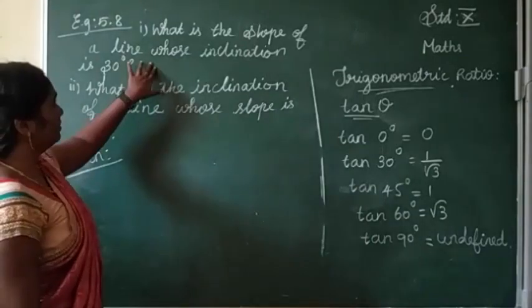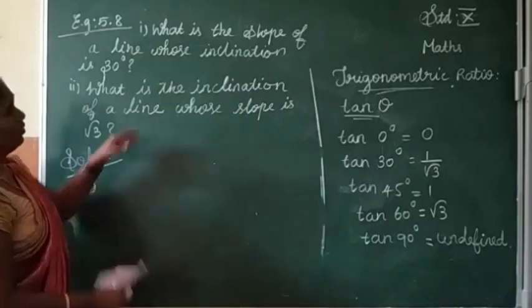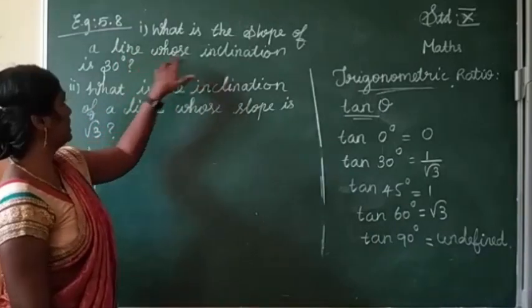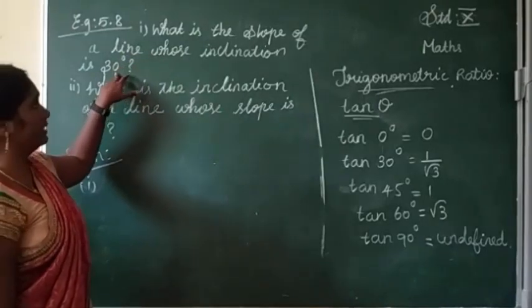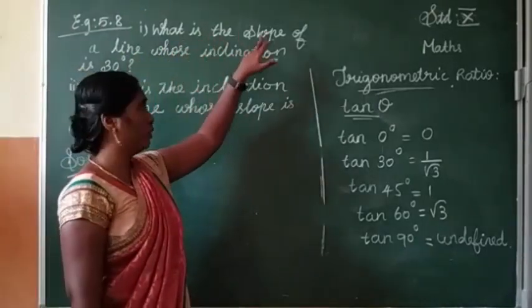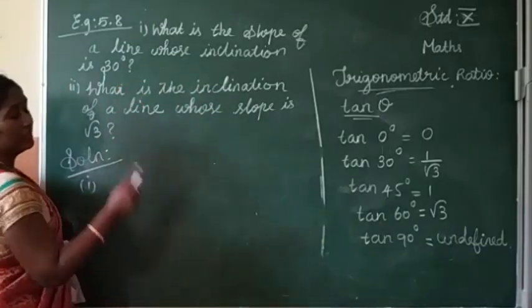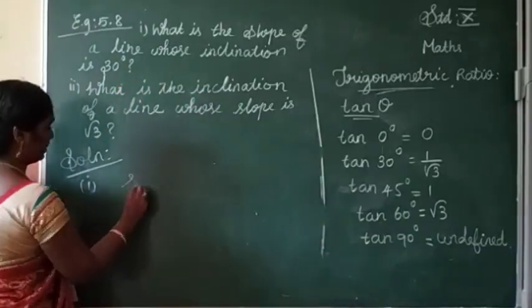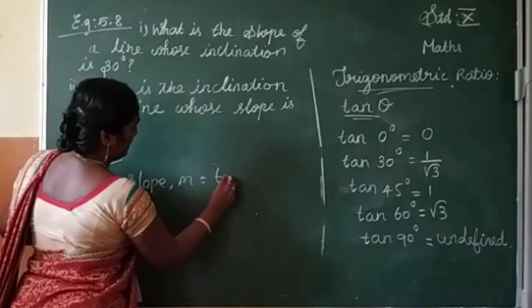See this problem. First case. What is the slope of a line whose inclination is 30 degree? So they told to find the slope value. They given the angle value. So what is the slope formula for angle? M is equal to tan theta. So write slope M is equal to tan theta.